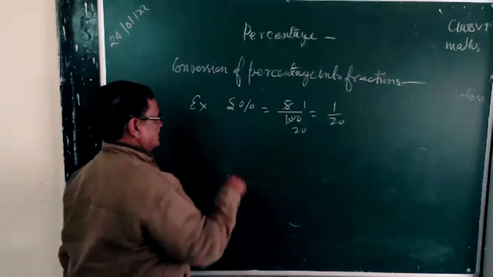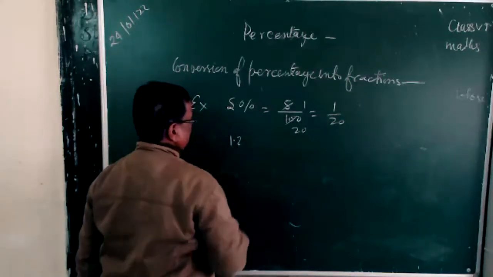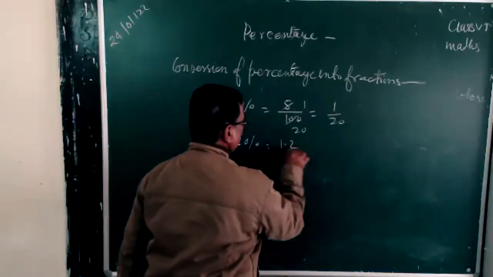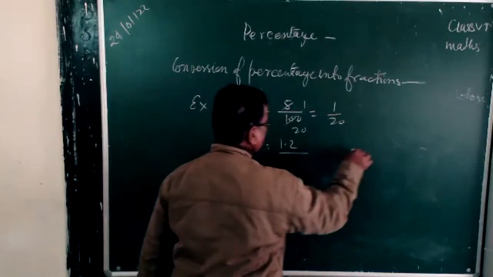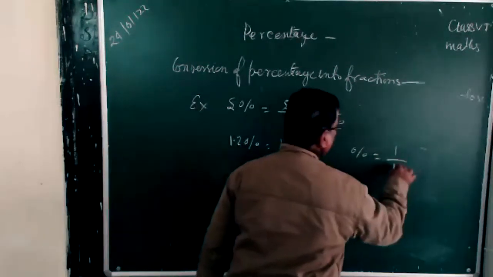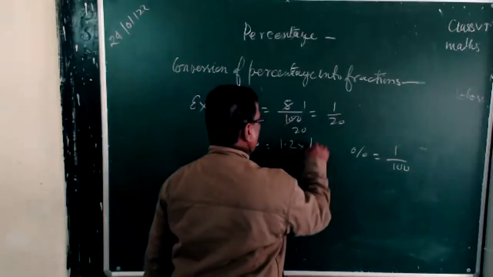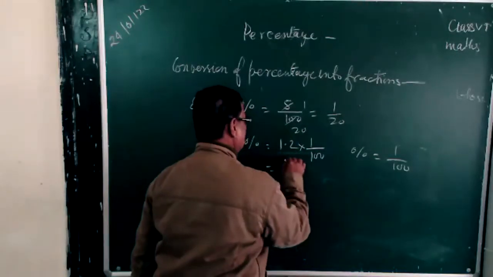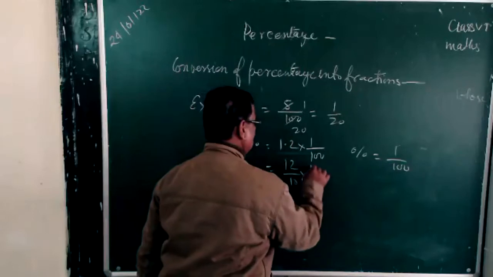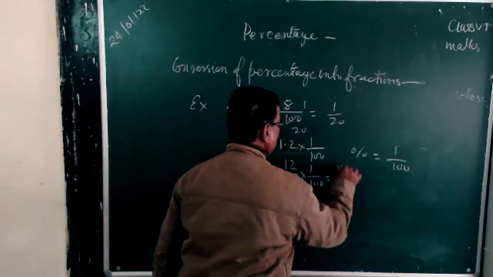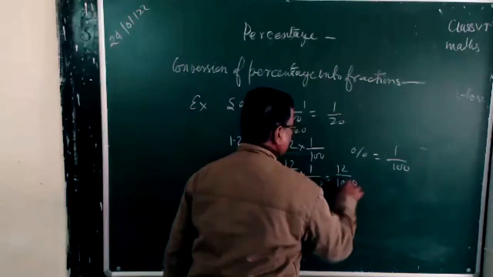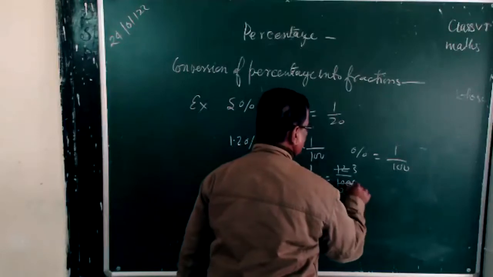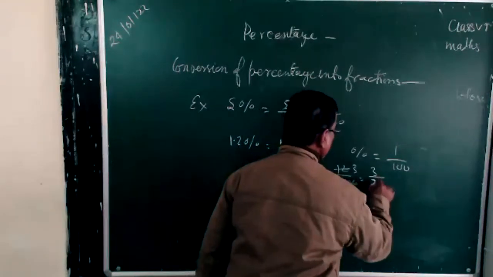Similarly, here is a percentage given, 1.2%. That is 1.2, and this percentage sign is replaced by 1 by 100. This decimal also removed, that is 12 by 10 into 1 by 100, which is equal to 12 by 1000. Cut by 4, 3 coming, and 250 coming, so that is 3 by 250.